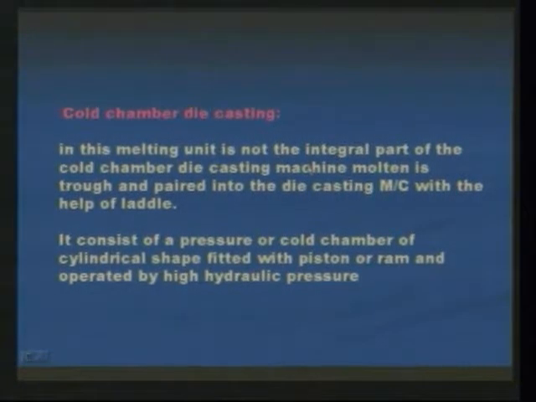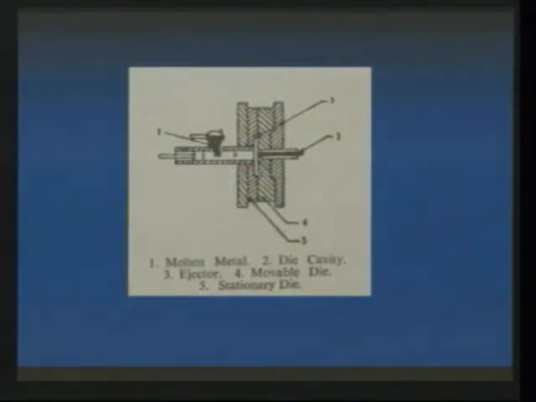The next one is cold chamber die casting. In this, the melting unit is not an integral part of the cold chamber die casting machine. Molten metal is brought and poured into the die casting machine with the help of a ladle. It consists of a pressure or cold chamber of cylindrical shape fitted with a piston or ram. The figure explains the cold chamber die casting. Initially, this one is the molten metal, this one is the die cavity, and this one is the ejector, and these two are the mobile die and the stationary die. Whenever the metal is poured in this space, the piston moves in this direction and projects the molten metal into the die cavity space, and from the ejector we obtain the finished product.